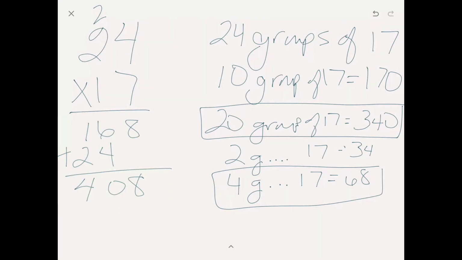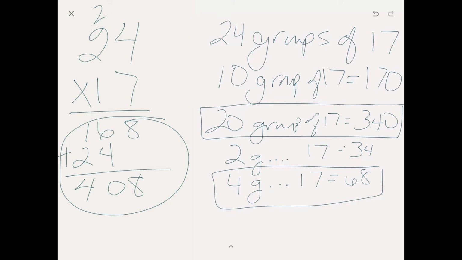Now I'm going to pause this for a moment, or I want you to pause it because I'm going to move on, but I want you to look at that. And when we've got 20 groups of 17 and 4 groups of 17 gives us 68, and then we've got the 340. Do you see that anywhere over here?